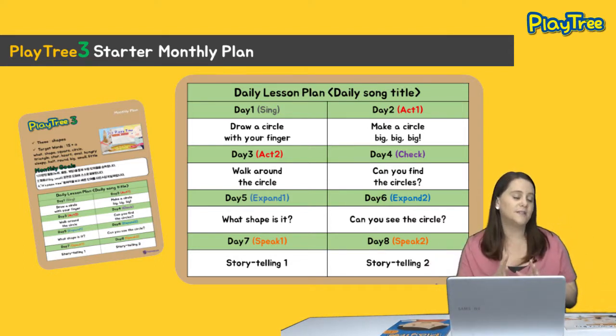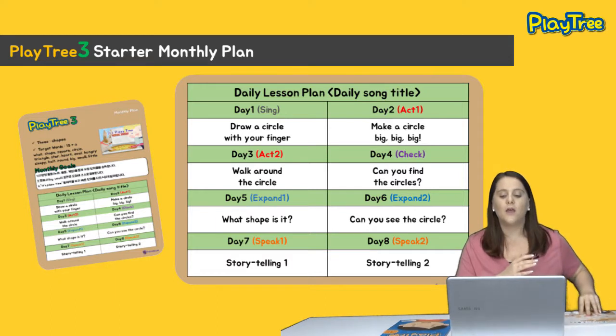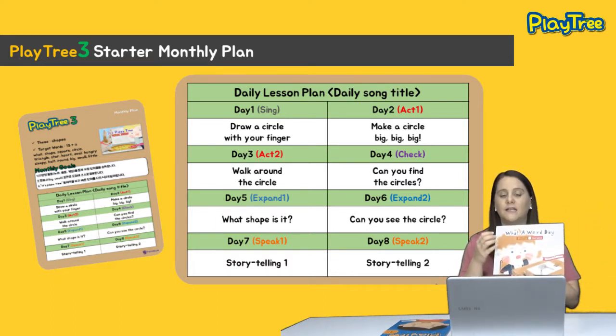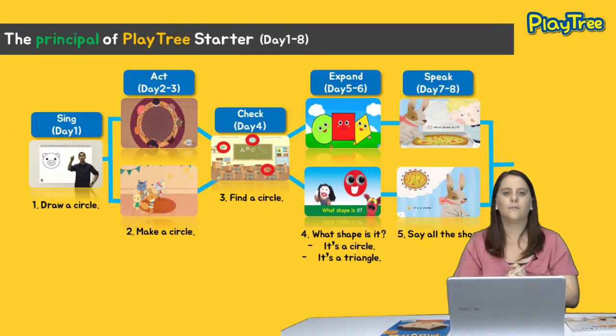And like I said just at the previous slide, the physical storybook is only needed on day 7 and day 8. Now let's look at the class flow for the starter class. As you can see here, we have day 1 through 8.